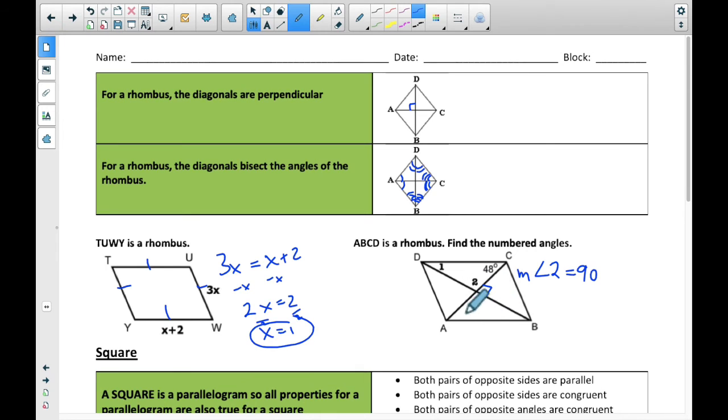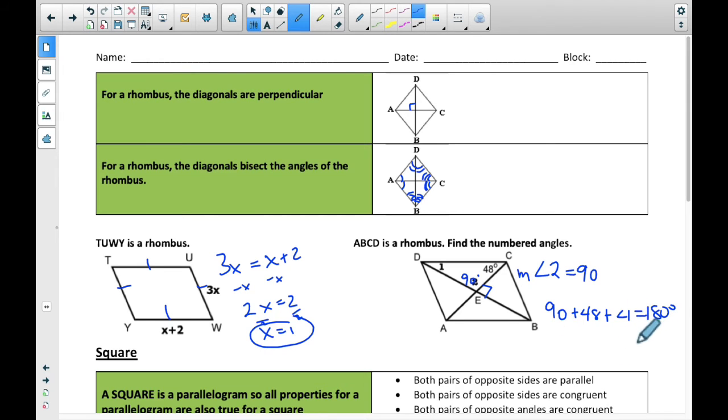If this is a rhombus, then all of these are 90, and all the sides are congruent. So if angle 2 is 90, and this angle is 48, and we have a triangle over here, we can say 90 plus 48 plus angle 1 is equal to 180 degrees. Remember, triangle adds up to 180 degrees. So now I can just solve this.